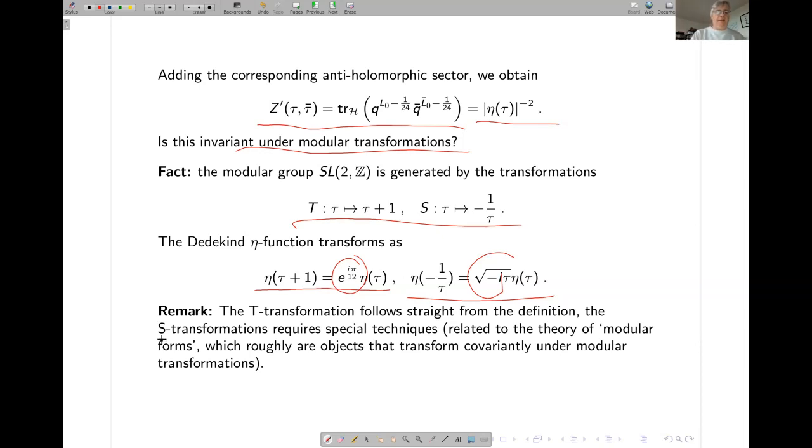To compute the S transformation is not as straightforward as for the T transformation. It requires special techniques, which you can also look up in books on modular forms. In particular, one needs the so-called Poisson transformation formula, which we don't have time to go over here. So we just state, or read off from the book, this transformation behavior of the Dedekind eta function under the S transformation.